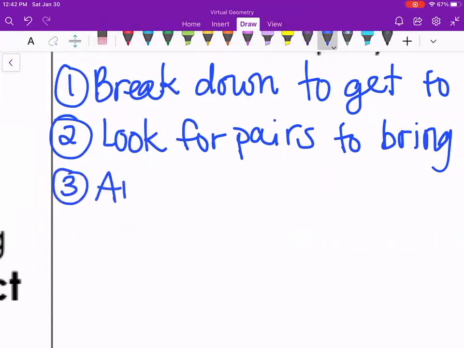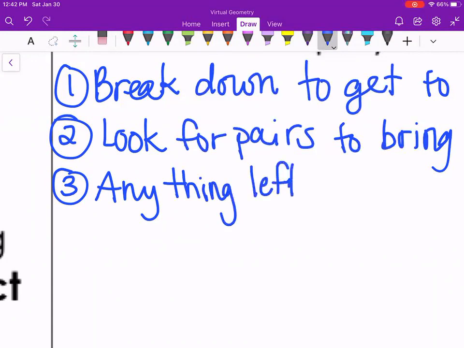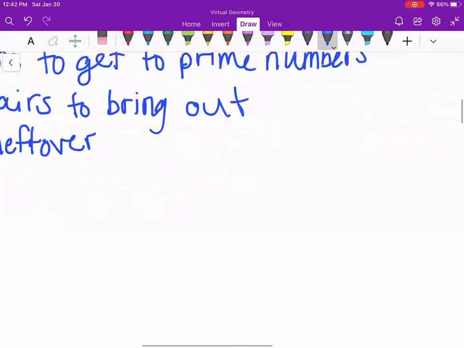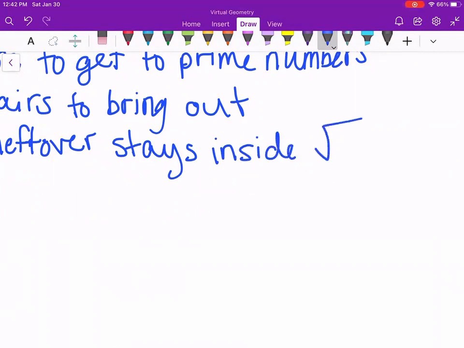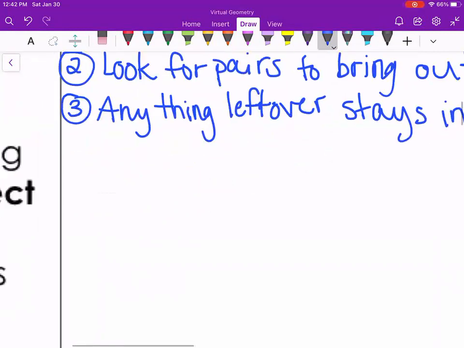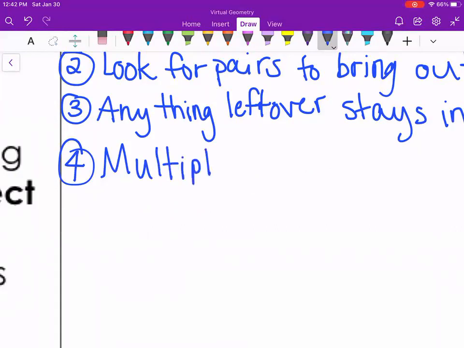Third thing, anything left over will stay inside the radical. And remember, like last time, that was our radical sign. So anything that doesn't have a pair stays inside that. And then like last time, we multiply anything we multiply back together.